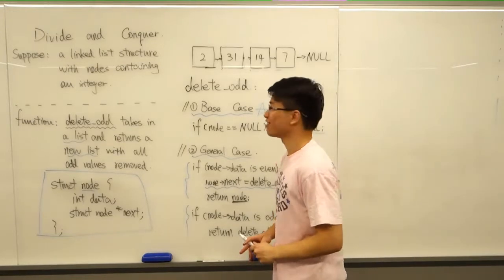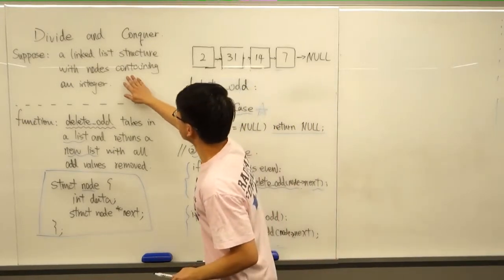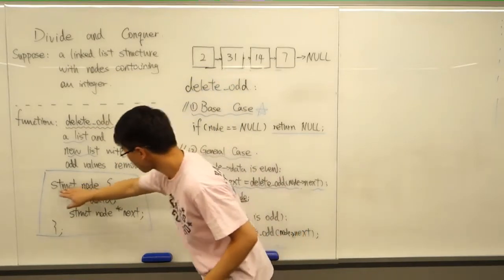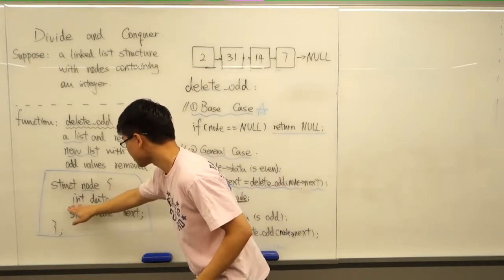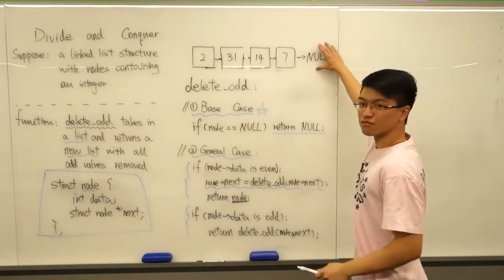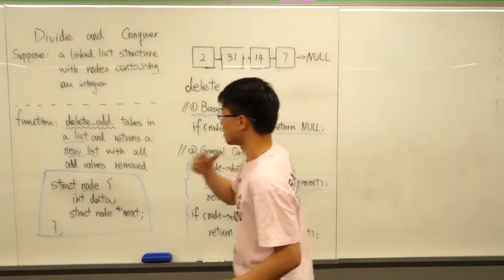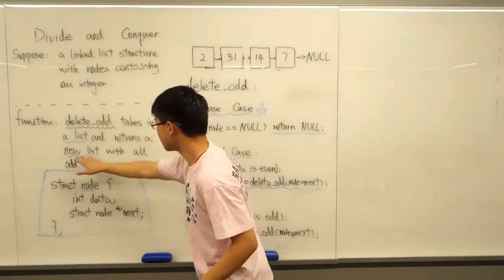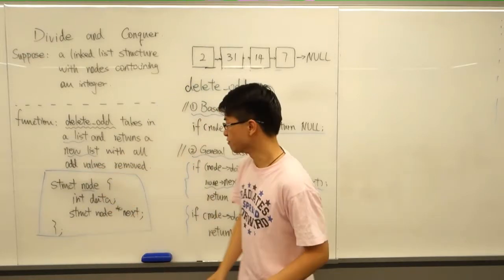Let's see divide and conquer in action. Suppose we have a linked list structure with nodes containing integers, which is defined here. Struct node contains the data, which is an integer, and a pointer next to another node. Suppose this is the representation. And we have to write a function called delete odd that takes in a list and returns a new list with all the odd values removed.